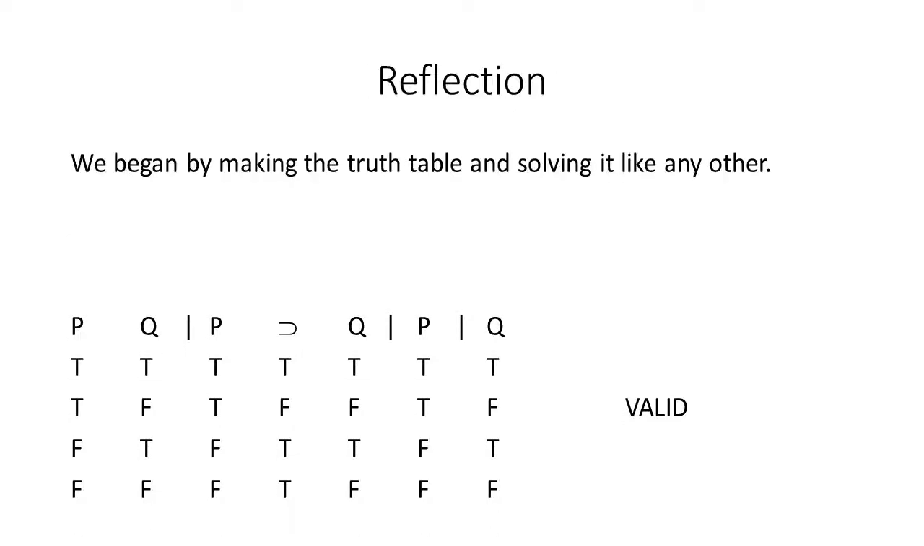Okay, so let's think about what we did. We began by making the truth table and solving it like any other. The only difference here is that we have three propositions: if P, then Q, P, and Q. We haven't done that before, but that's fine. It's basically the exact same thing that we did before, only with another proposition at the end, and that proposition, of course, is the conclusion of the argument.